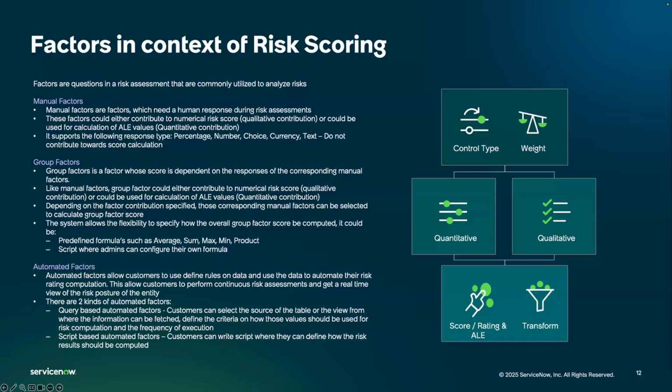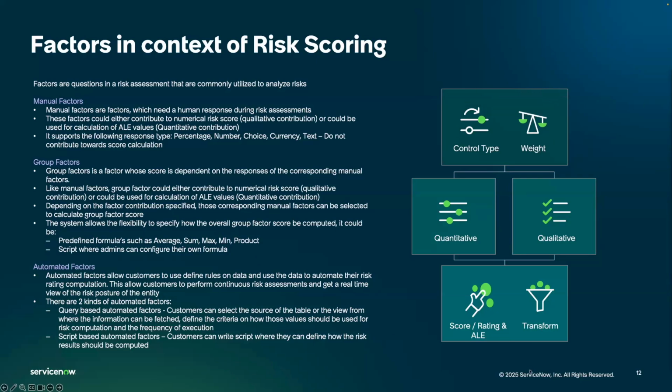Automated factors. This is where continuous risk monitoring comes alive. Automated factors pull data without human intervention, giving you real-time risk posture. There are two flavors out of the box. Query-based factors let you select a table or view, define criteria, and specify how values translate to scores. Script-based factors give you full flexibility, write custom JavaScript to compute risk results from any data source.